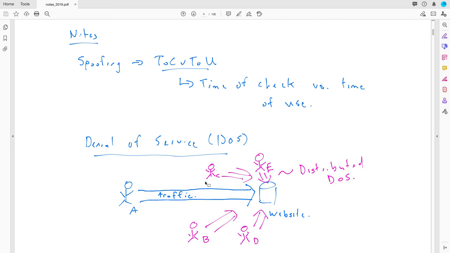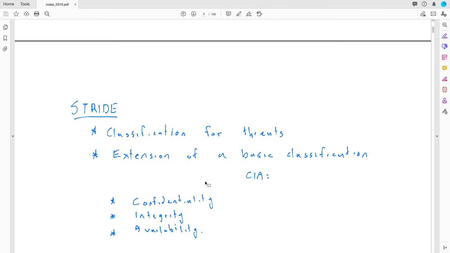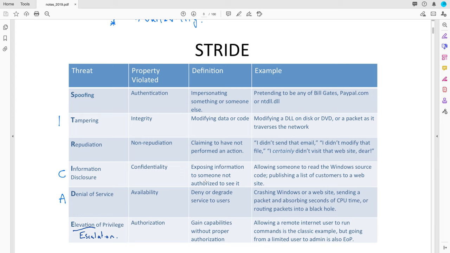Okay, actually before I scroll too far, are there questions about Stride, about any of these, or comments?